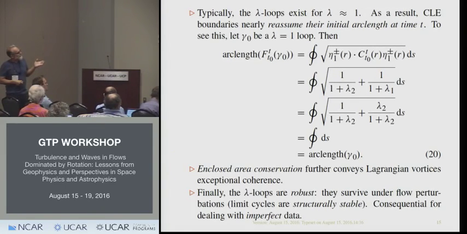One interesting property too, when we're dealing with imperfect data, which is what we always do, is that because these are limit cycles of this line field, these are robust under perturbation. So you expect these things to happen under some inaccuracies of the velocity field. This is a consequence of the structural stability of limit cycles.